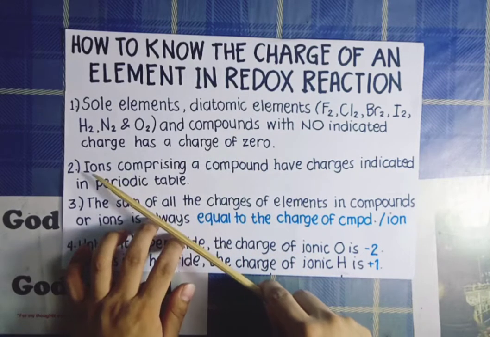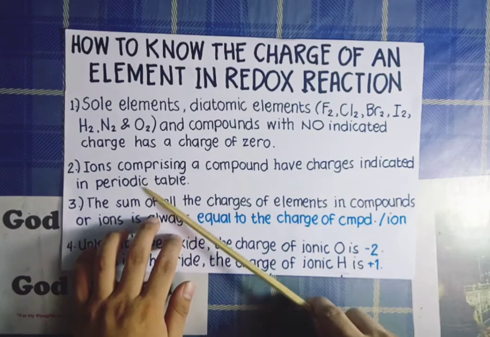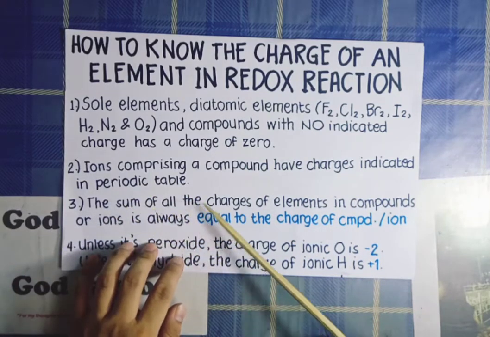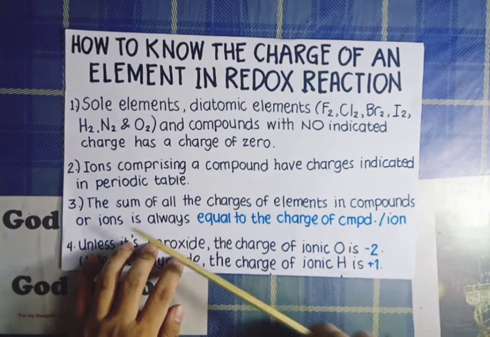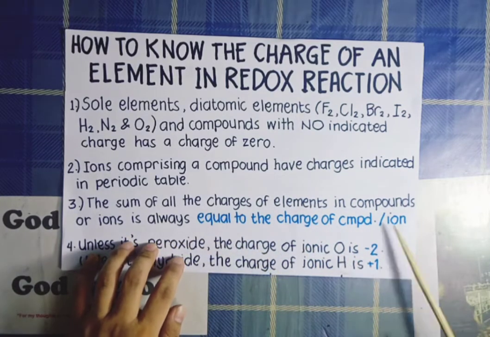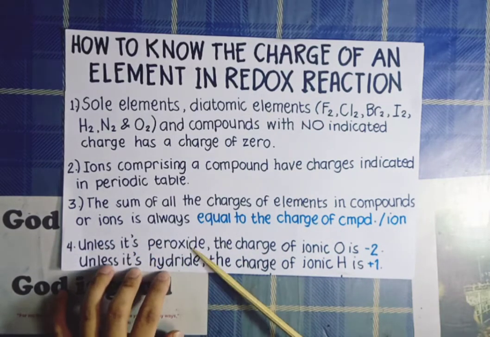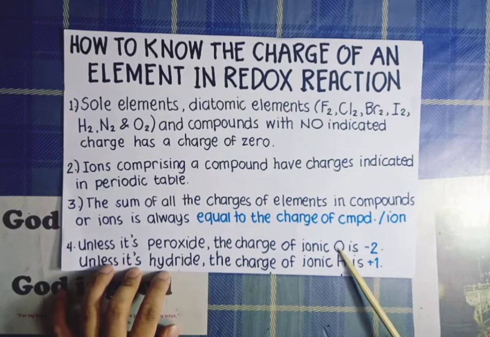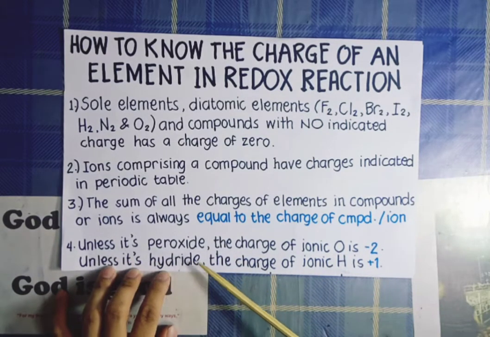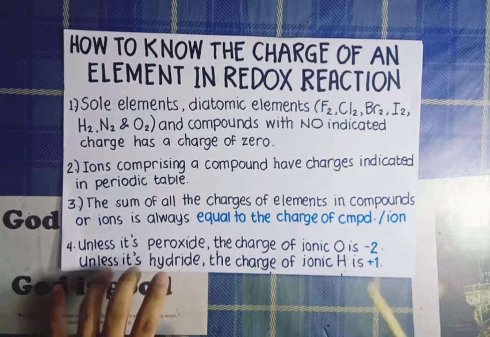The second rule is that ions comprising a compound have charges indicated in periodic table. The third rule is that the sum of all the charges of elements in compounds or ions is always equal to the charge of compound or ion. For the fourth rule, unless it's peroxide, the charge of ionic oxygen is always -2. And unless it's hydride, the charge of ionic hydrogen is always +1.